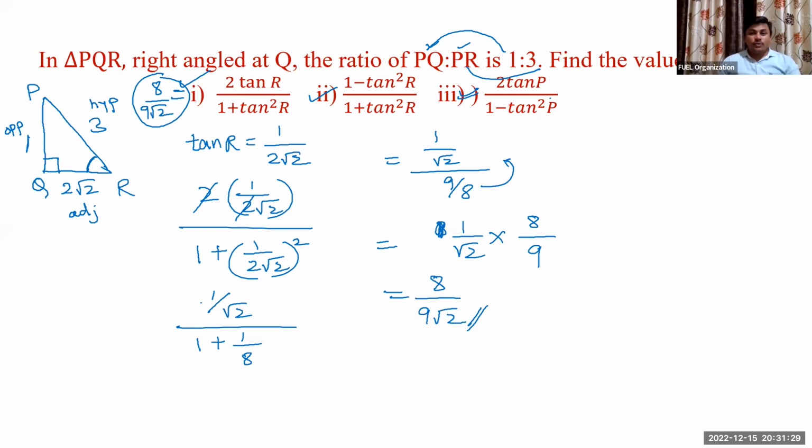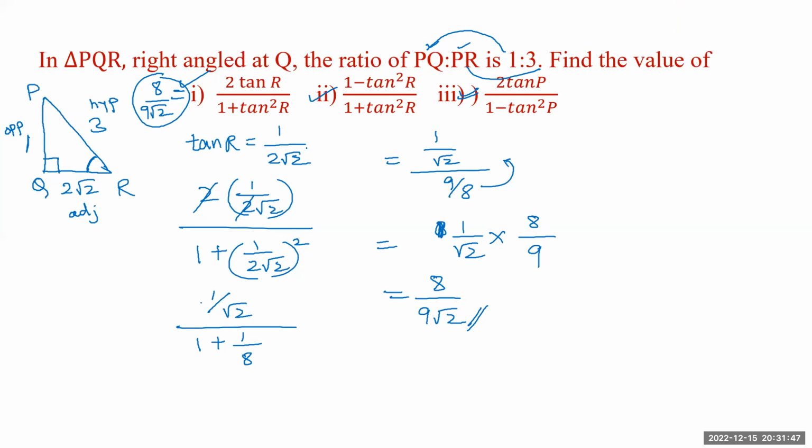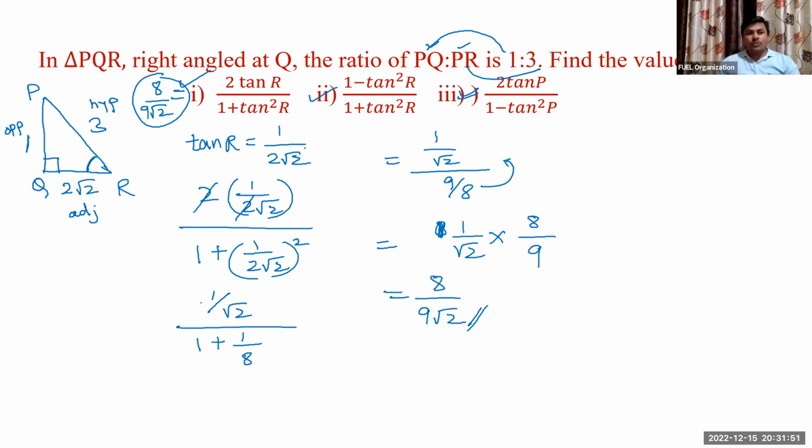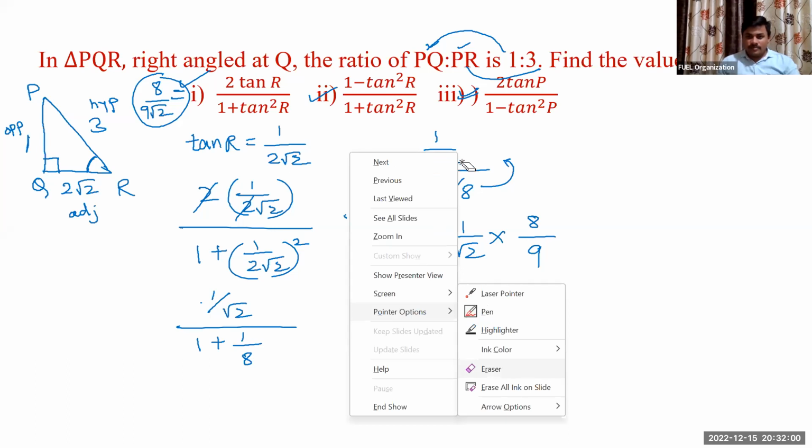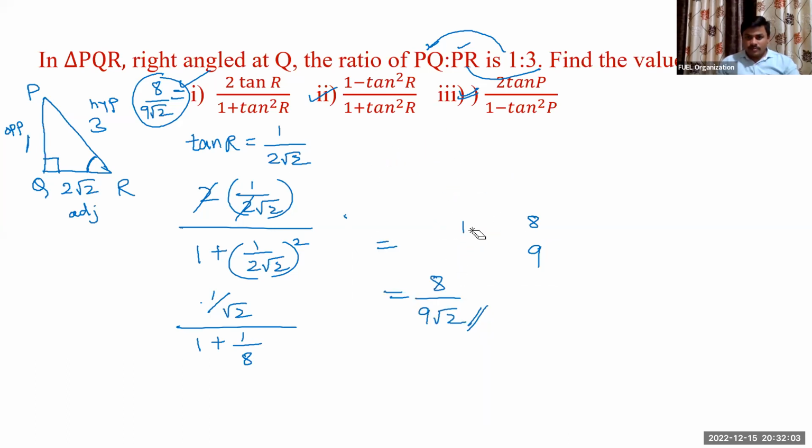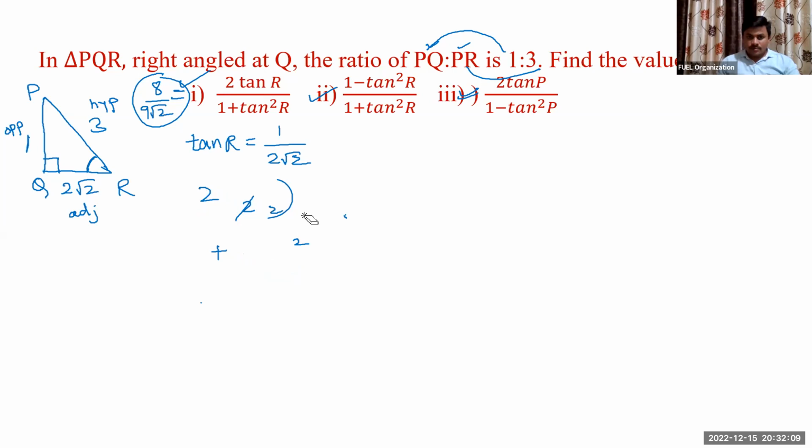Okay. But while solving the third one, you will take the same results, 1 by 2 root 2 only tan value. What values will you take for tan p? So tan p is 2 root 2 by 1. Very good. So that is nothing but 2 root 2 only. Okay, listen here, children. While finding the tan p, so tan r I will keep here.